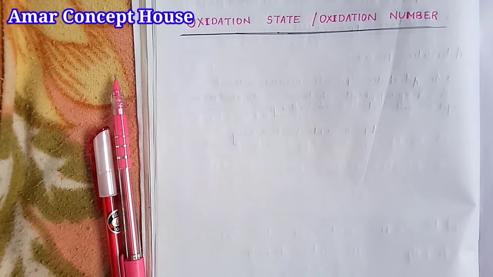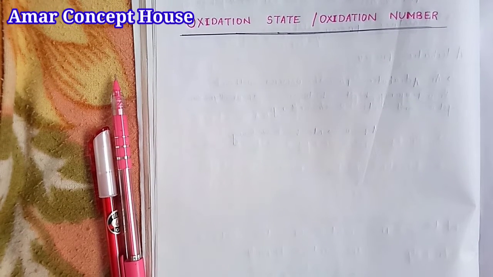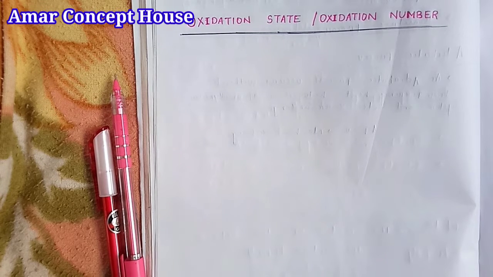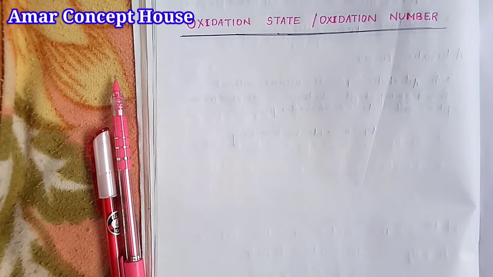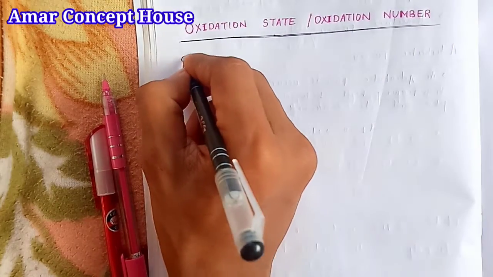Today in this video I am going to discuss some rules to find the oxidation numbers. By using these steps you can find the oxidation number of an atom in a molecule. Now see, first, what is the oxidation number? Let's come to know the definition of oxidation state or oxidation number.